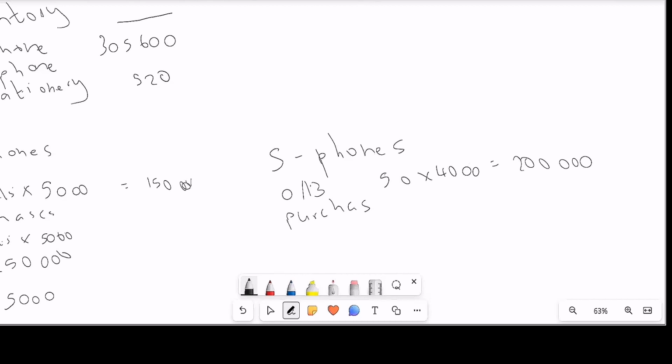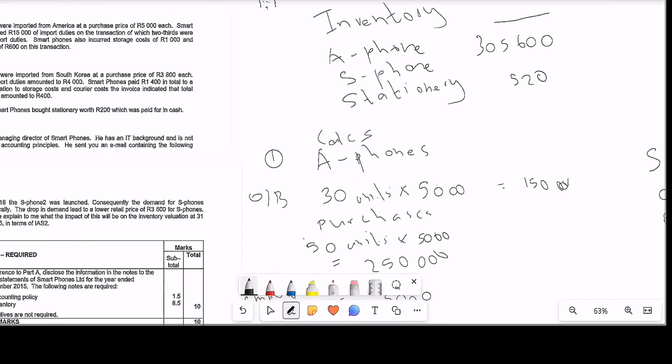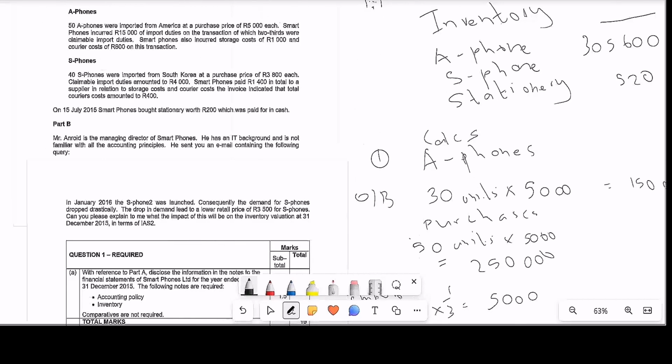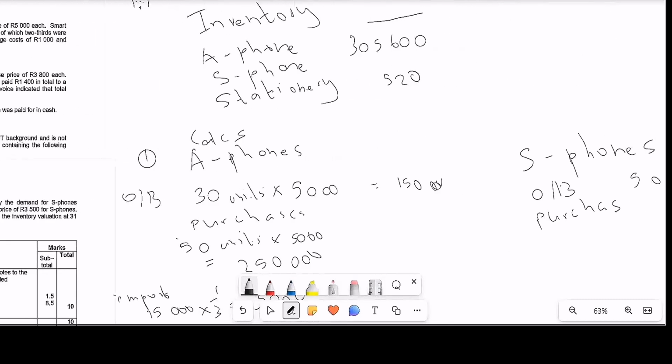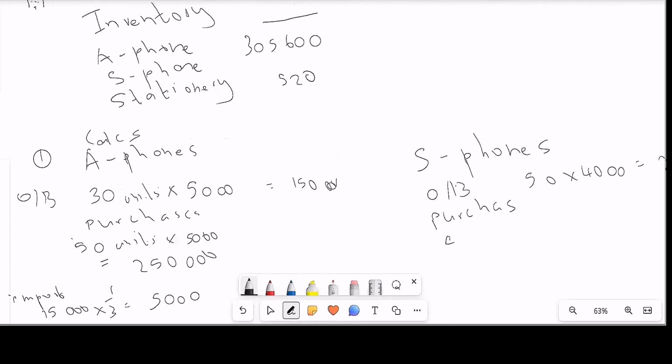And they purchased, let's see, they purchased 40 phones at 3.8 each, and they also incurred import duties of 4,000 and courier costs of 400. So 3.8. Purchases was 40 times 3.8, which gives us 152.